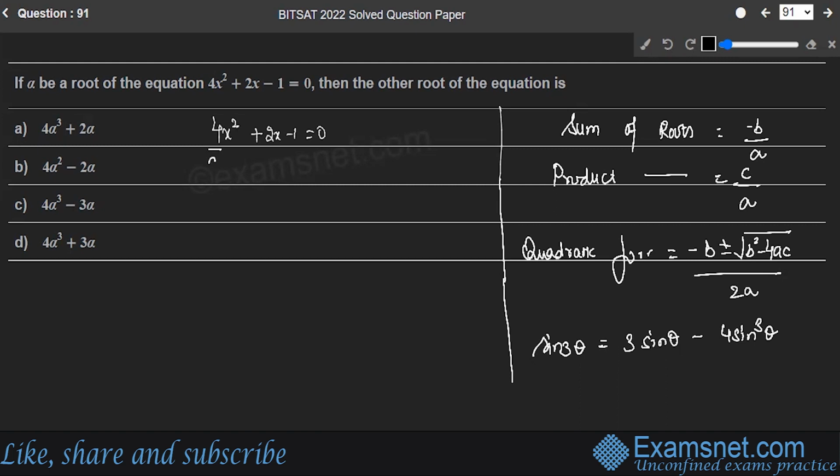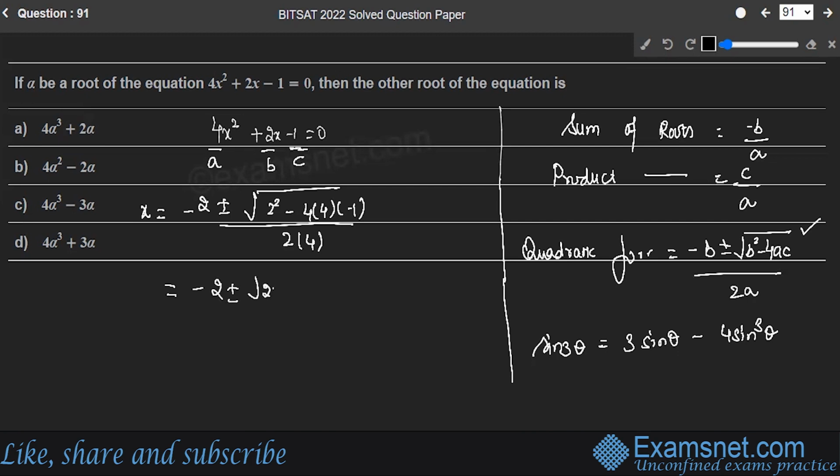Here this is A, this is B, and this minus 1 is your C. Applying the quadratic formula, the x value can be solved as minus 2 plus minus root of 2 square minus 4 into minus 1, upon 2 into 4, that is 2a. This gives minus 2 plus minus root of 20 upon 8, or minus 2 plus minus 2 root 5 upon 8. Dividing numerator and denominator by 2, the two roots will be minus 1 plus minus root 5, and so on.